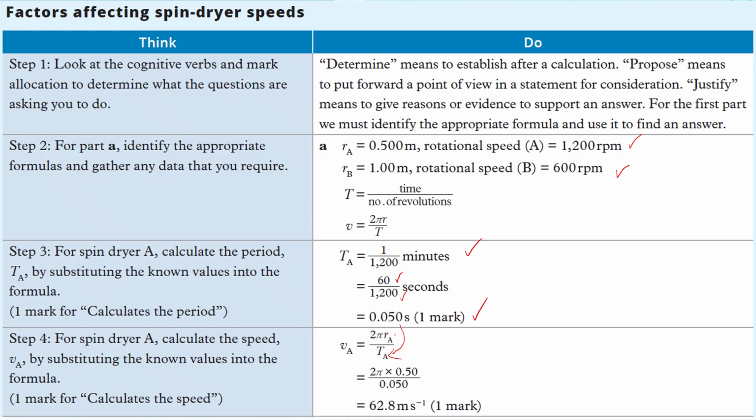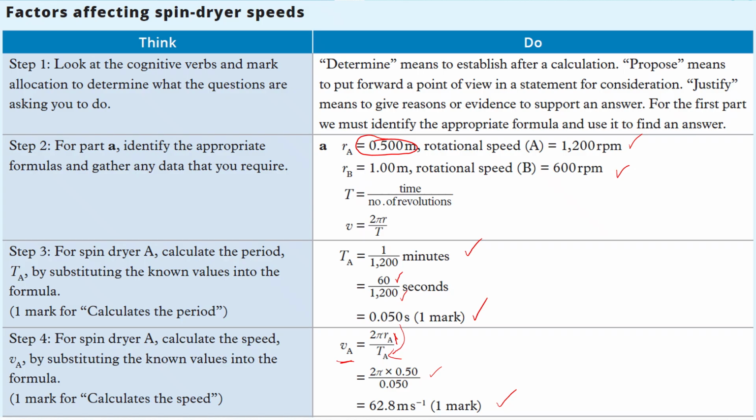We've got the radius here that we had from that question, and we'll go straight into the velocity calculation: 2 times pi times 0.5 over 0.05. Put it in your calculator. We're traveling 62.8 meters per second. A little bit fast.